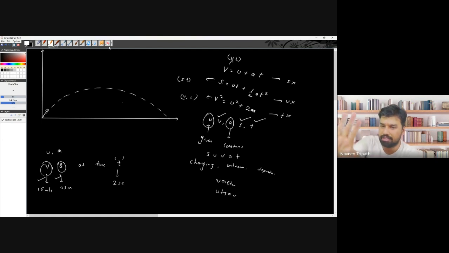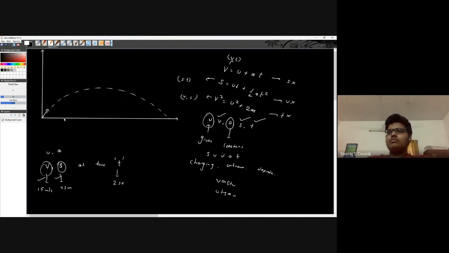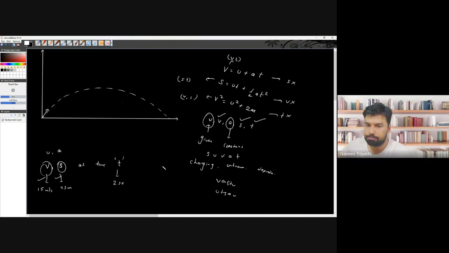We have these 5 letters, and we have to form 3 equations. Because you have studied maths, you know that if we have 5 letters, we need at least 5 equations, right? But we are only satisfied with 3 equations. Why not 5? This is the reason: the other 2 are not unknowns, they are fixed. Got my point? Okay, fine. Now coming back to projectile.